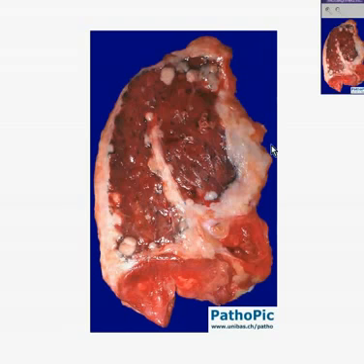This is a classical mesothelioma. I guess you could call mesotheliomas lung tumors, but remember, they originate not from the lung parenchyma itself, but from the surrounding mesothelial cells of the visceral or parietal pleura. And this is a diagnostic appearance.